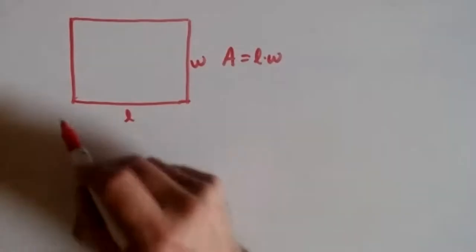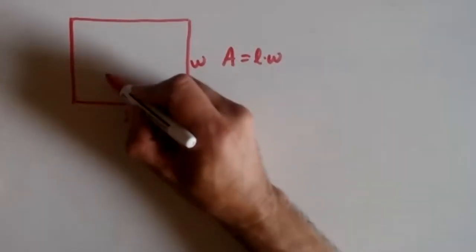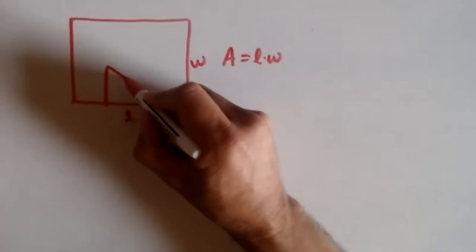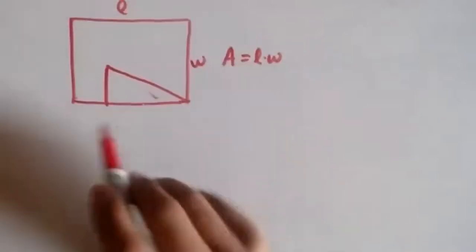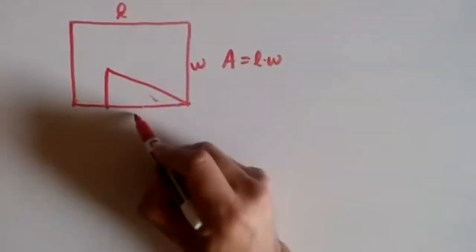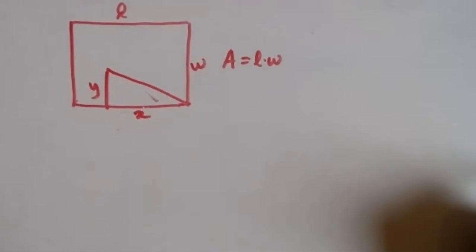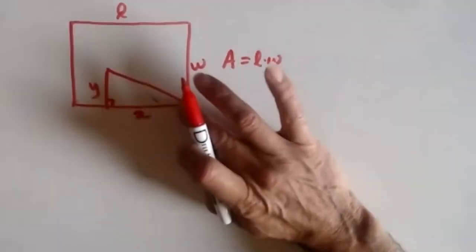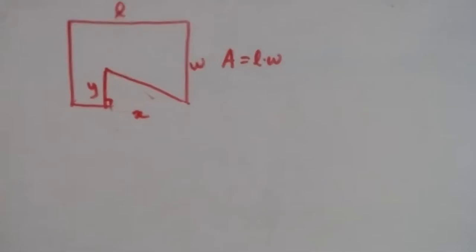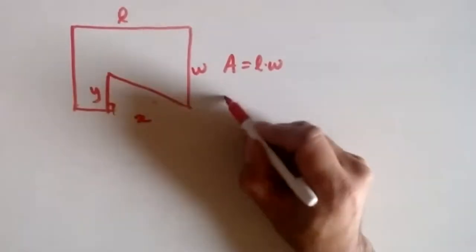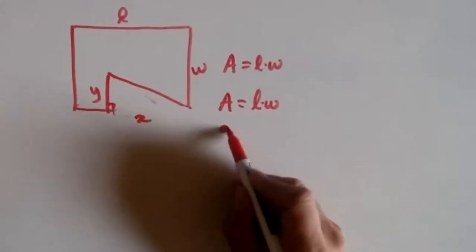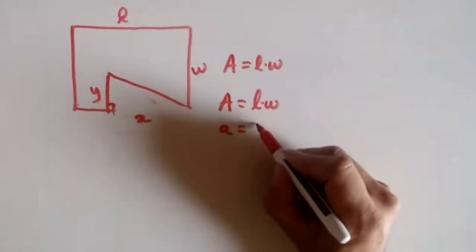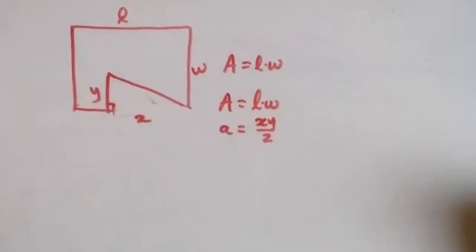For instance, if you subtract a right triangle, for instance, this one. So this is L, and this is X and Y. So suppose this is a right triangle, so you cut this section from your rectangle. So the way to get this is, we can get area equals L times W, and then the area of the triangle is X times Y divided by 2.